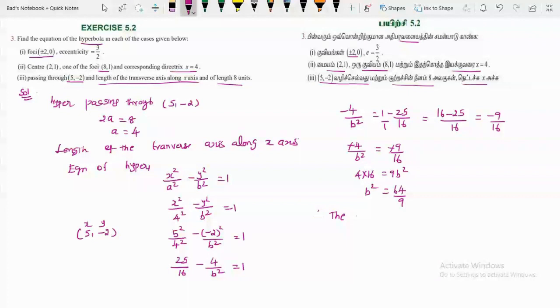Therefore the equation of the hyperbola is, these two values we have, the value of a is 4, the value of b square is 64 by 9. Substitute these. So we'll get the equation of the hyperbola. So x squared by, what is a square? 4 square minus y squared by 64 by 9 equal to 1.